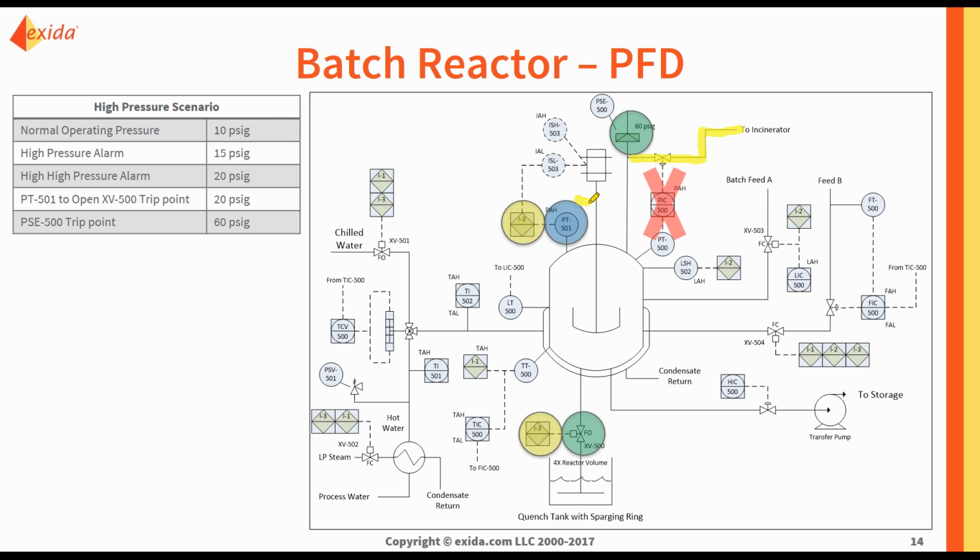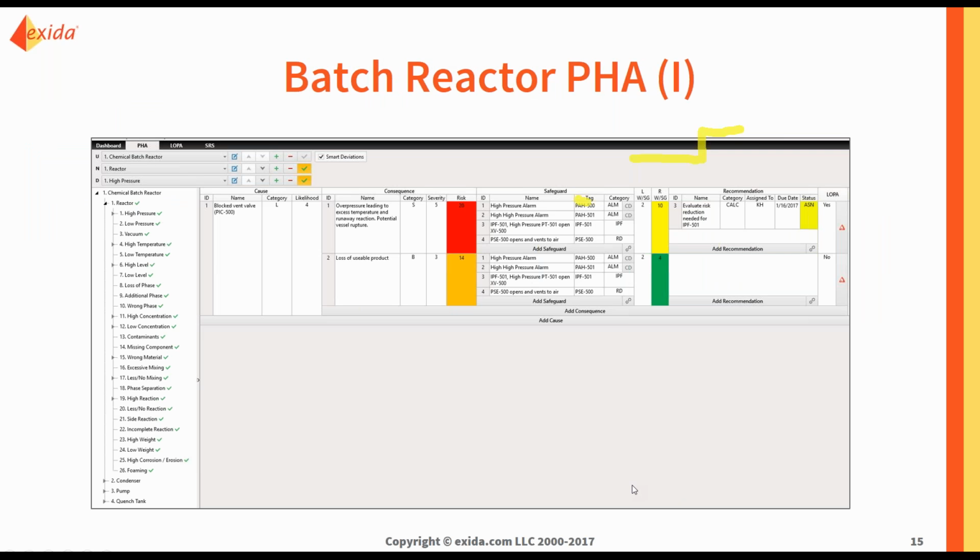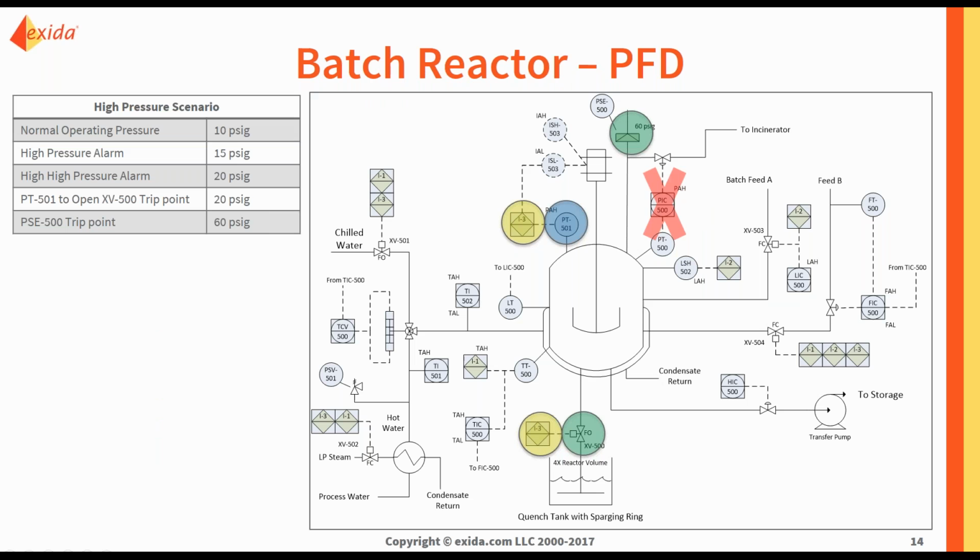Also at 20 psig, PT501 is going to detect the high pressure and set off an interlock that will open this valve to the quench tank. This valve will dump the reactor contents into the quench tank, and that is XV501. So remember that for the future.